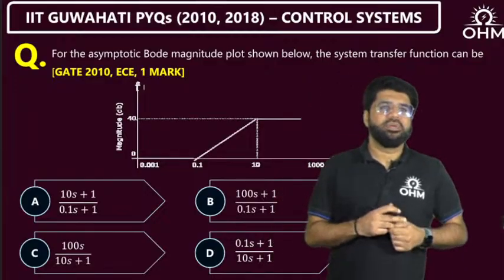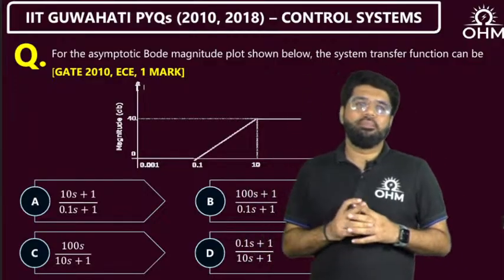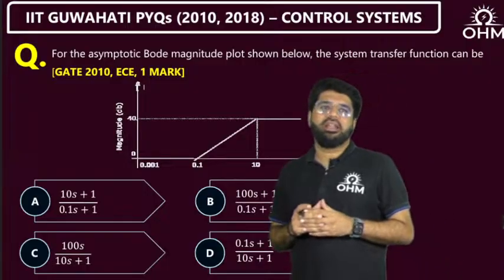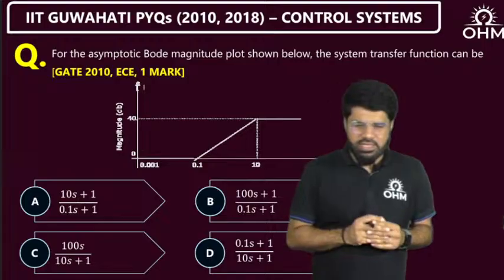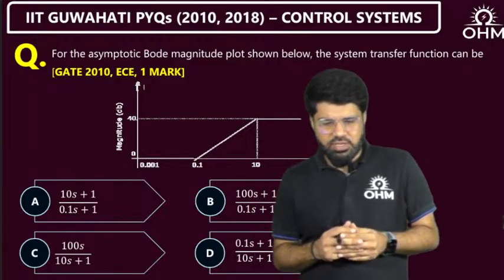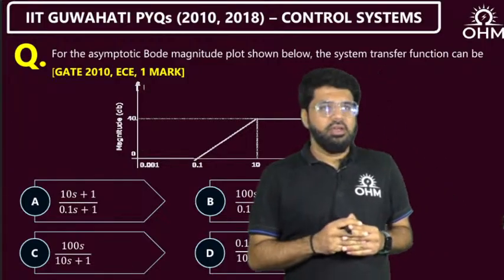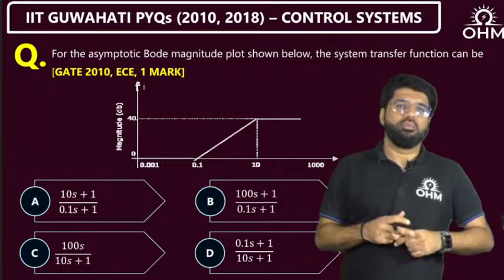Here it is, the first question for the day. For the asymptotic Bode magnitude plot shown, the system transfer function can be: GATE 2010 EC, 1 mark question. Very simple question, calculating the transfer function from the Bode magnitude plot given.